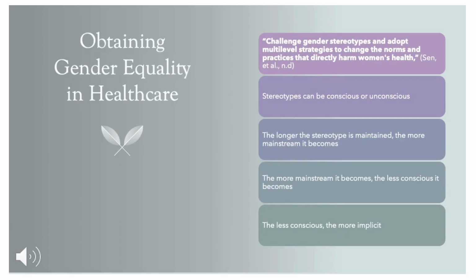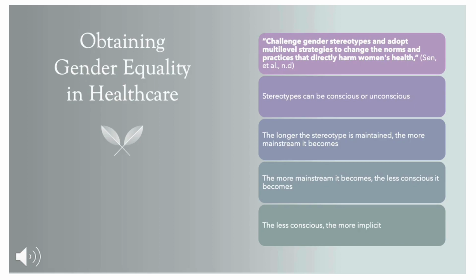The National Collaborating Centre for Determinants of Health has a branch of the organization called the Women and Gender Equity Knowledge Network, run through the World Health Network. This organization aims to address ways in which gender equity can be accomplished in healthcare. There are 7 actions the organization looks to take to improve women's health, one being challenging gender stereotypes and adopting a multi-level strategy to change the norms and practices that directly harm women's health.